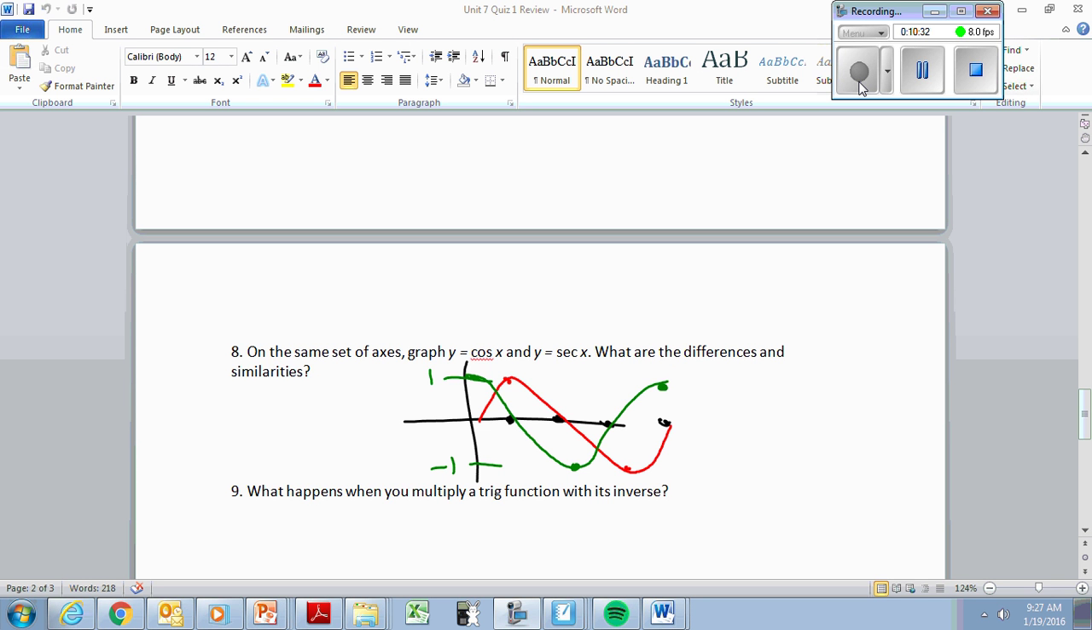All right, then just use your calculator. All right, pause for a second. Secant equals the reciprocal of cosine. In other words, secant is 1 over cosine.